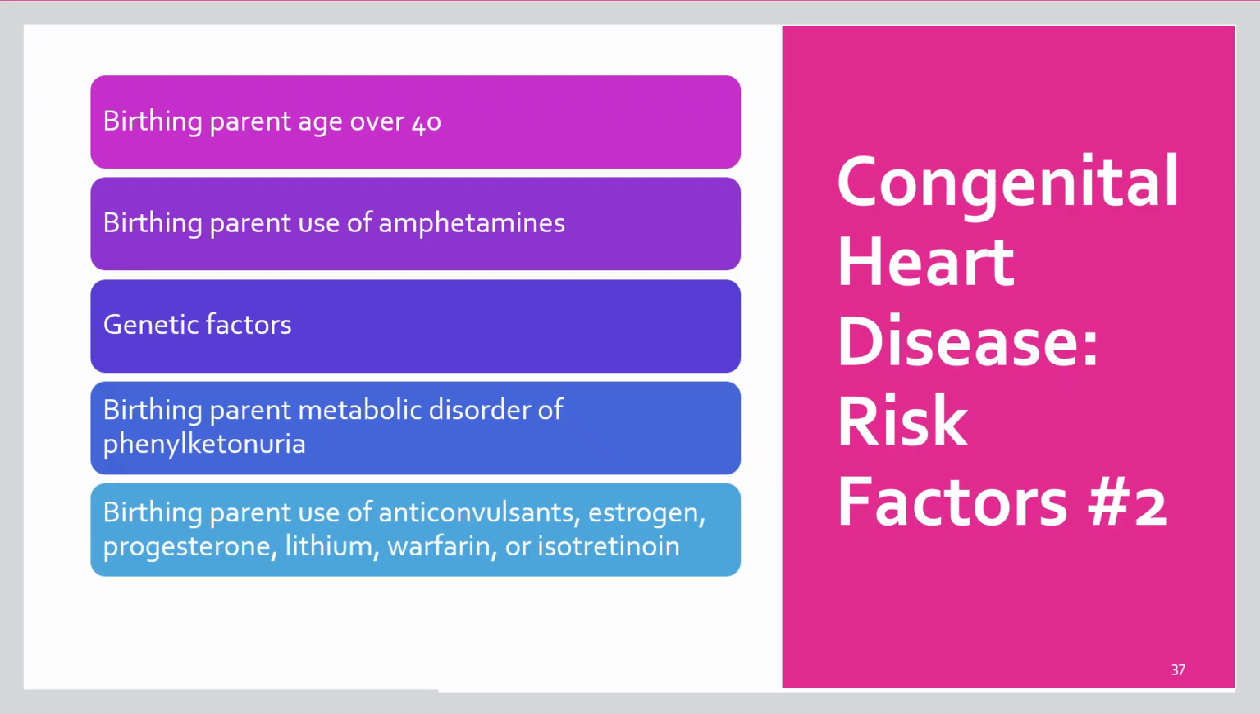Birthing parent metabolic disorders like phenylketonuria. I talked about phenylketonuria in the last case, so that is a metabolic disorder. When they have phenylketonuria, they can have toxicity from that, so that can lead to problems in the newborns also. Birthing parent use of anticonvulsants, estrogen, progesterone, lithium, warfarin, and isotretinoin. Long-term use of all these can cause congenital heart disease.